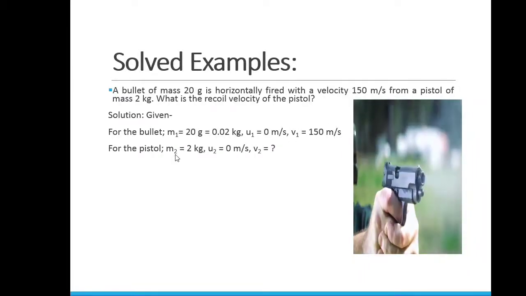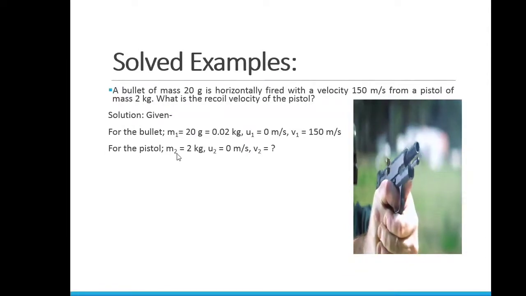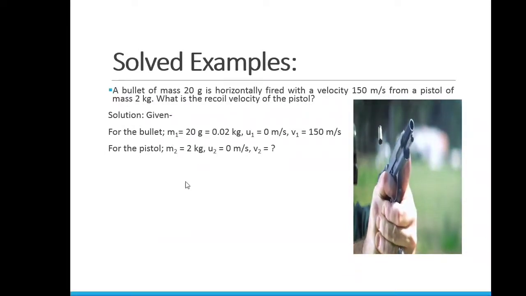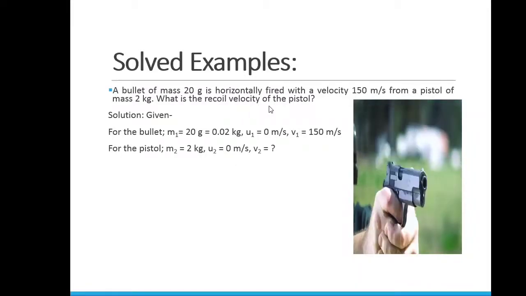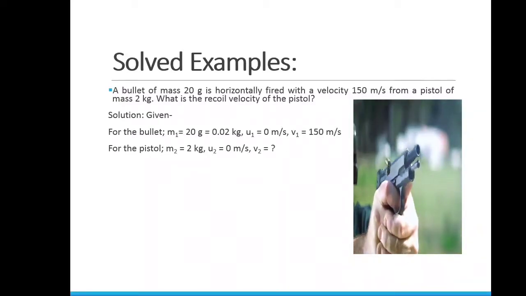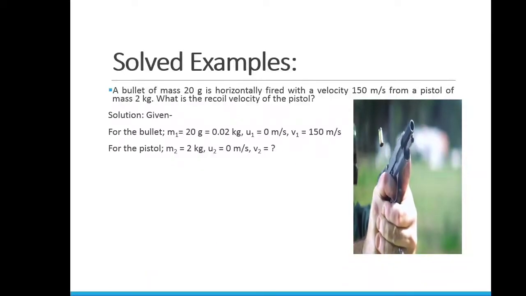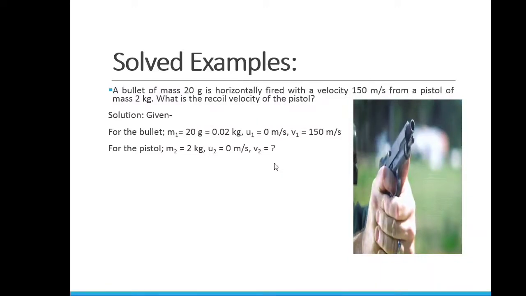Now for the second body, that is our pistol, m2 is equal to 2 kilograms, that has been given. Initially the pistol was also at rest in the arm of the person who fired, so u2 is 0 meter per second. What we have to find here is the recoil velocity, that is the velocity of the pistol after the change happens to the system. So, final velocity v2 is equal to how much? We have to find the recoil velocity, that is the final velocity of the pistol.